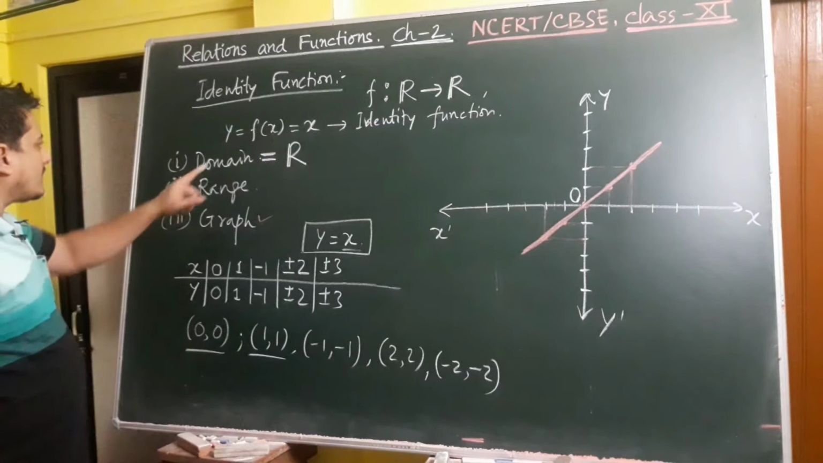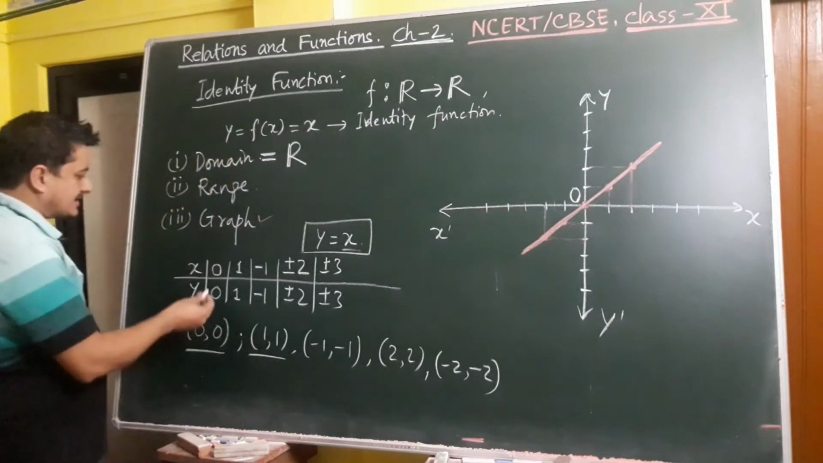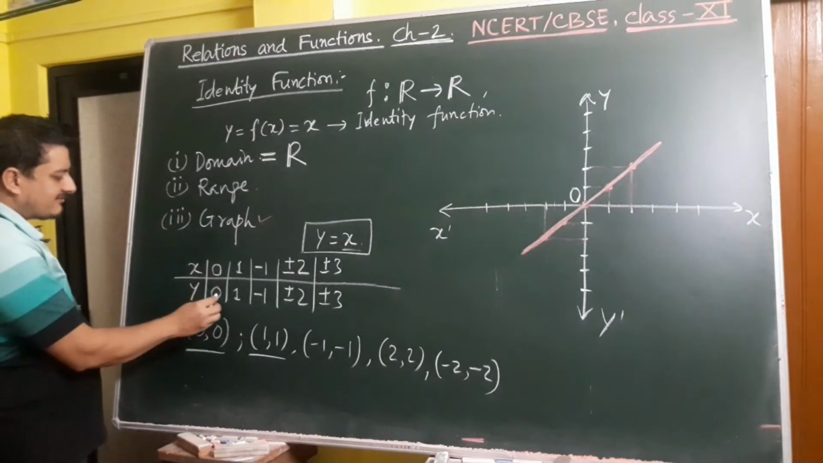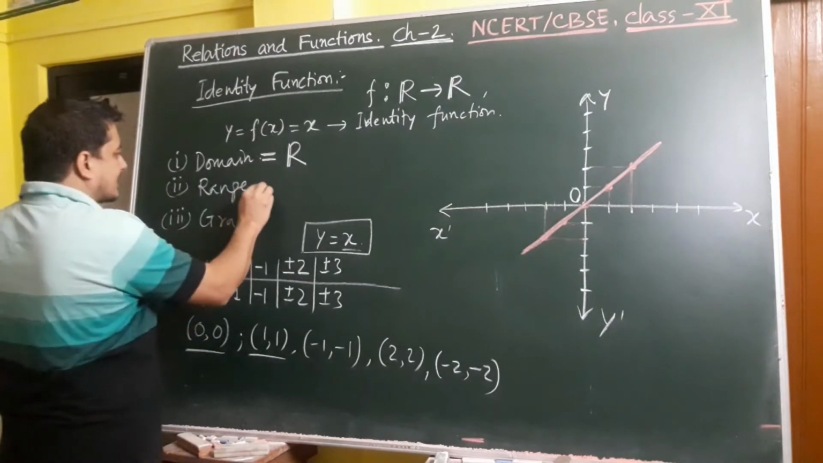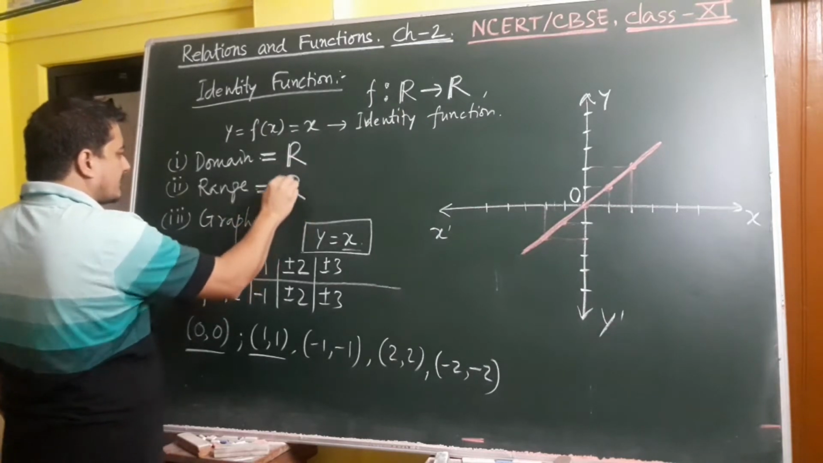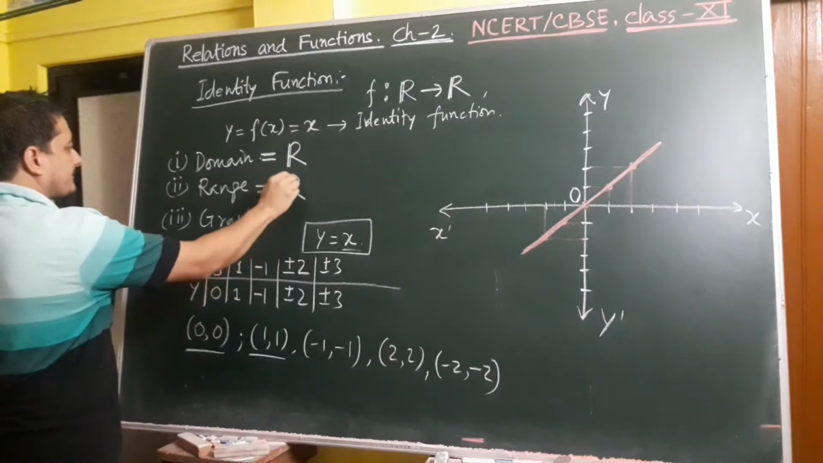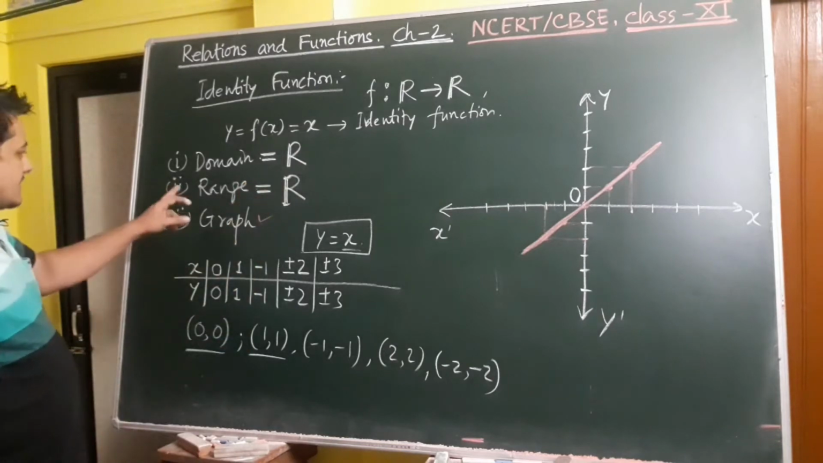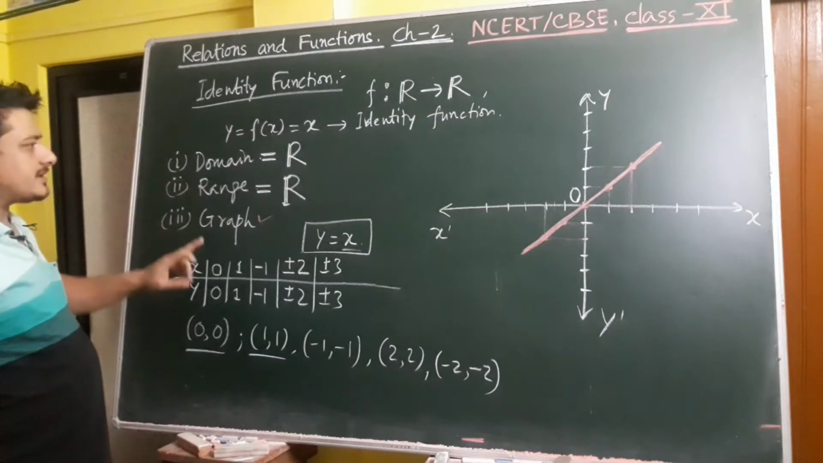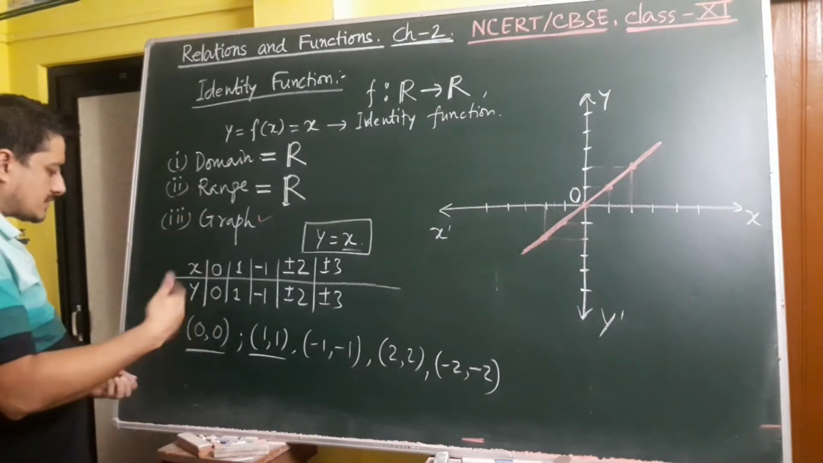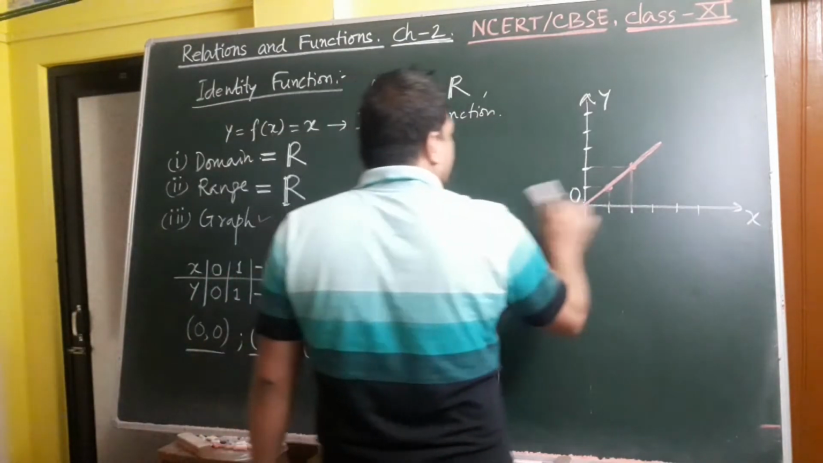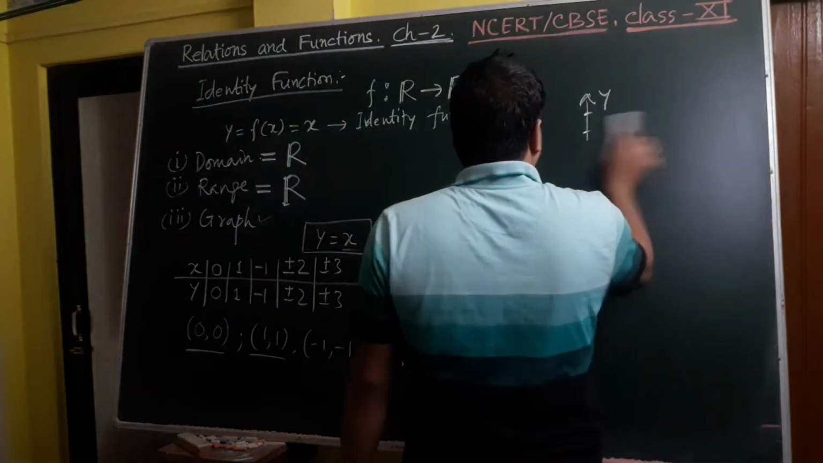Okay, and what will be the range? Range also, you can see whatever value you put here on x, you will get the same value on y. So the range is also the set of all real numbers R. Okay, so this is domain. We have found range, we have drawn the graph. That's all. Okay, so we shall move to the next function, which is nothing but the constant function.